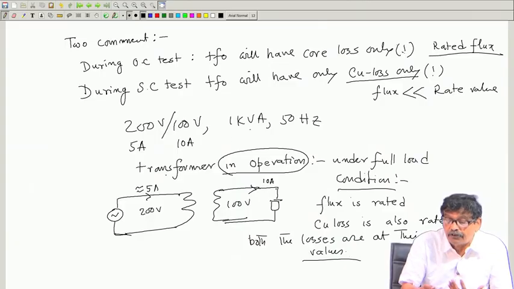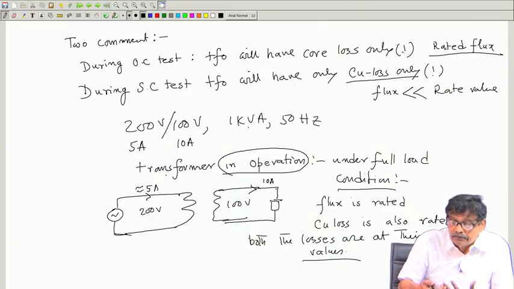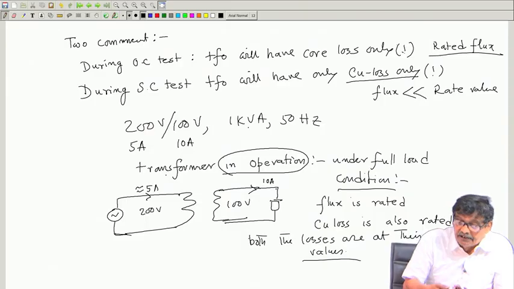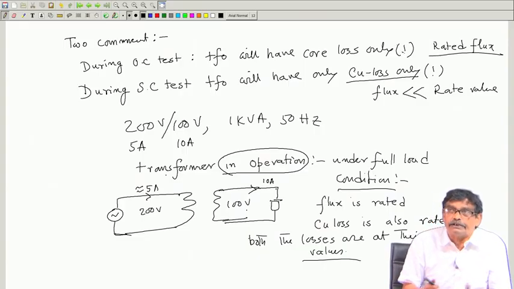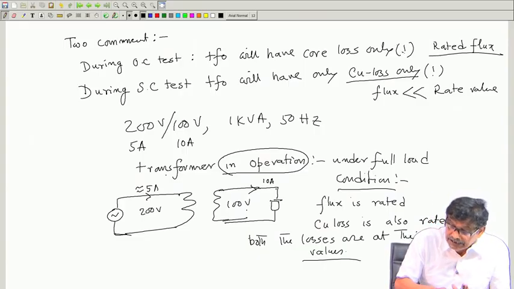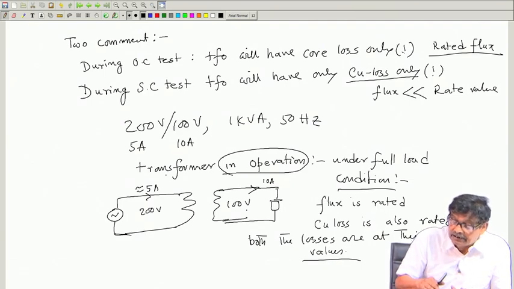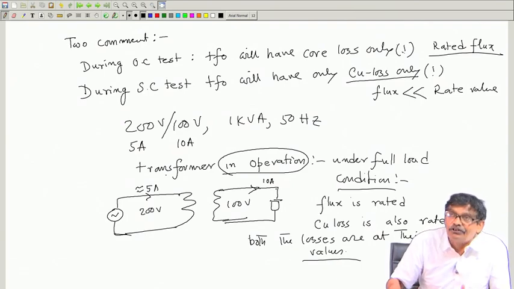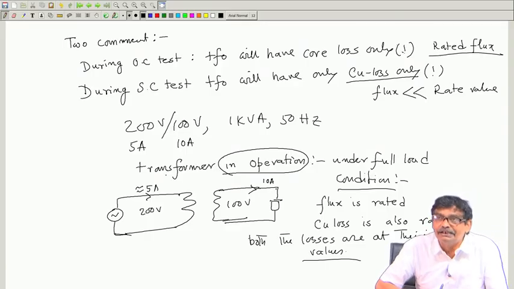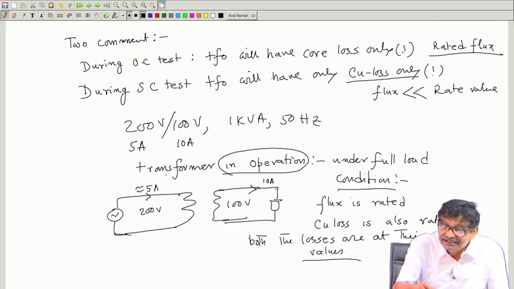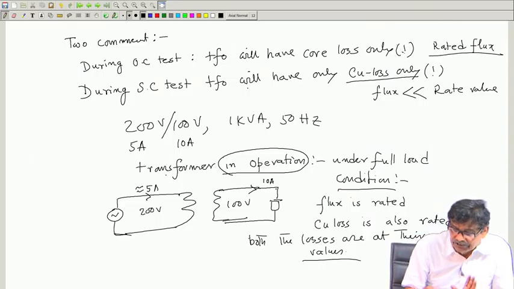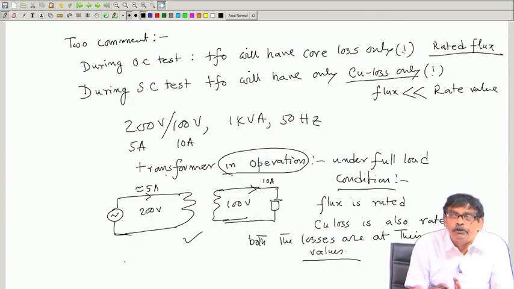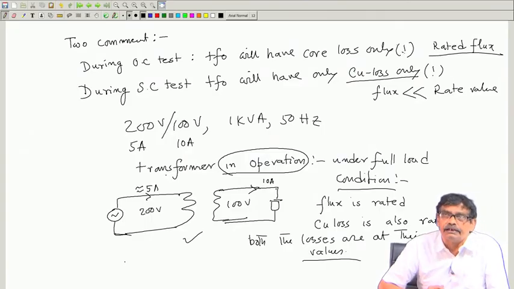I purchased a transformer of this rating whose windings can carry rated current 10 ampere, 5 ampere, voltages can have 200, 100 volt. Under this condition only I would like to see the transformer operating. But when the transformer will be operating under this condition, both these losses will be present and temperature rise will be much higher than under these two conditions. Anyway, you just note this, we will refer to this information later in the next class. Thank you.